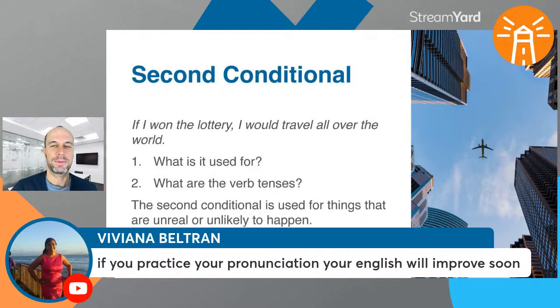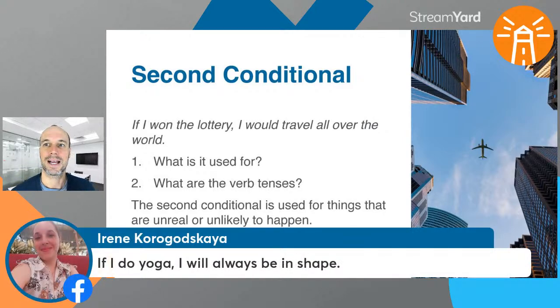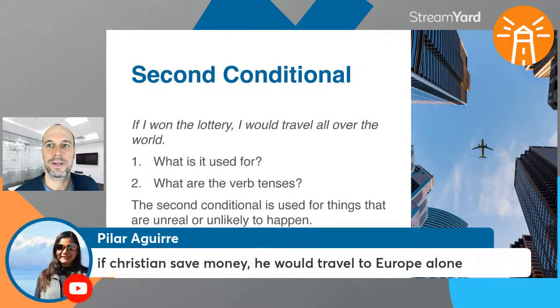If you practice your pronunciation, your English will improve soon. Great. So that was the first conditional, right, Viviana? If I do yoga, I will always be in shape. So again, that is the first conditional. If I do it, I will be in shape. So that is a real thing that is very much possible. All right. Thank you very much, Irene.